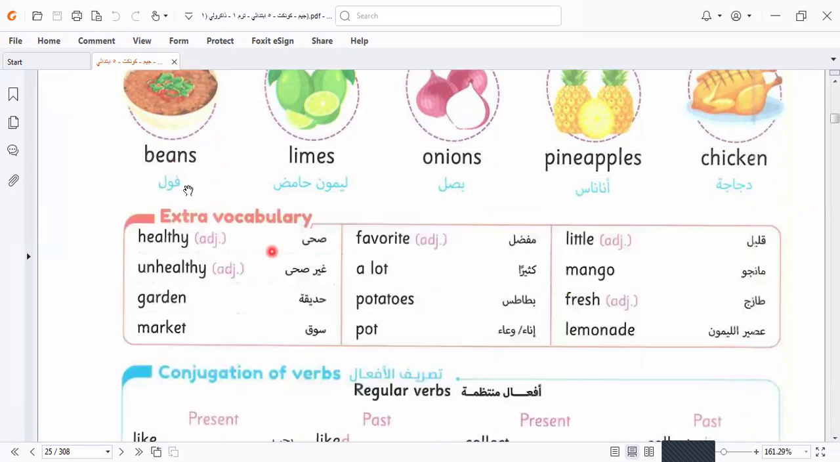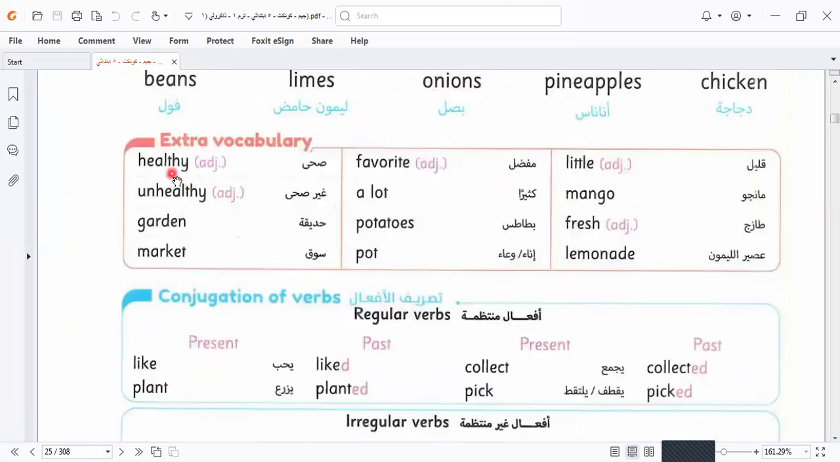Here we have extra vocab. I would like you to know it. Here we have healthy and unhealthy. I think this vocab is not strange for us. We took it before. Healthy and unhealthy. Garden, market, favorite. Favorite is an adjective. A lot. Potatoes, but little, mango, fresh, lemonade.